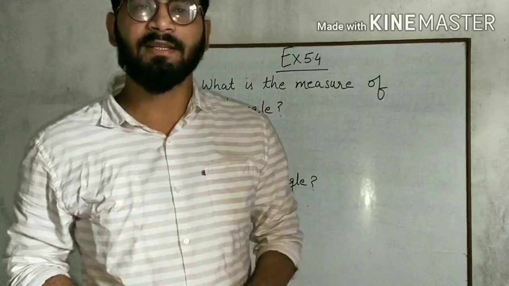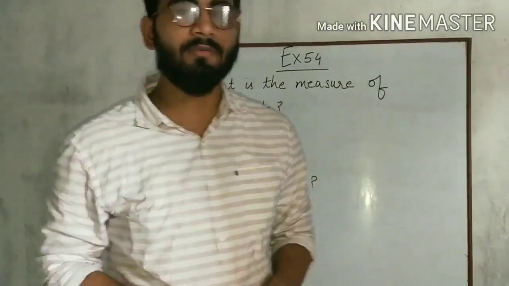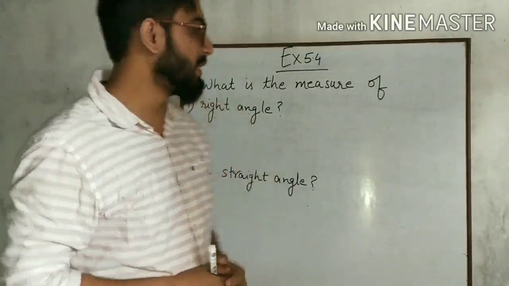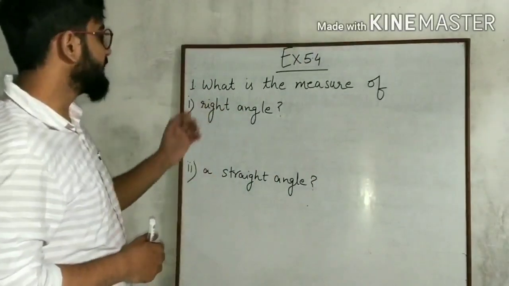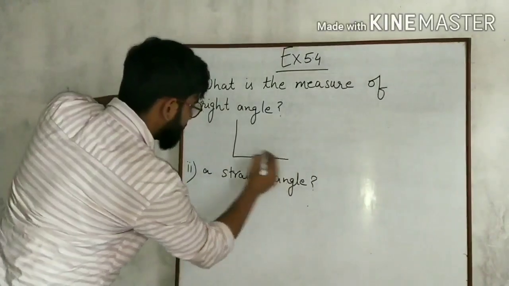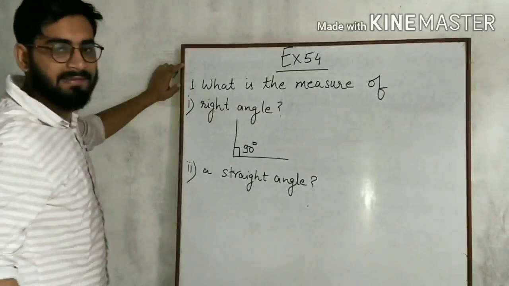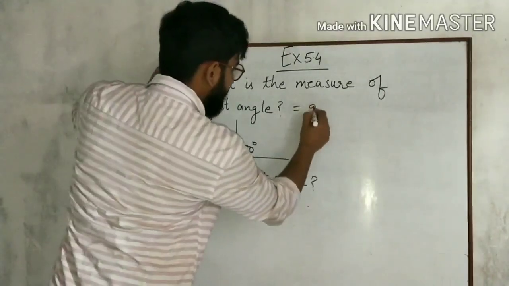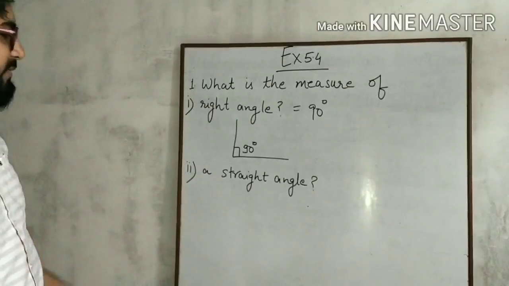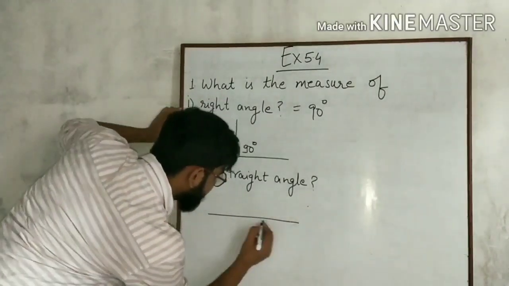As we have already learned how to measure the angles with the help of protractor, now we are moving to our exercise, that is exercise 5.4. What is the first question? What is the measure of right angle? You know what is right angle? This is right angle. And what is the measure of right angle? That is 90 degrees. Now the second part is, what is the measure of a straight angle? What is straight angle? Straight angle is like this.